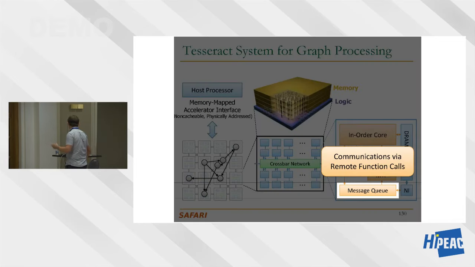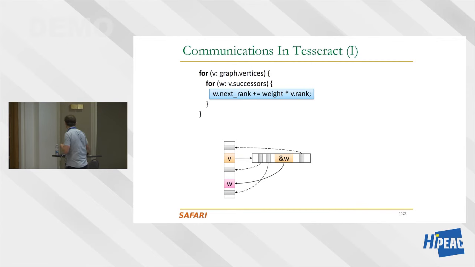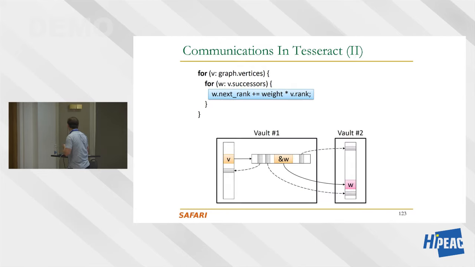So basically we do communications via remote function calls across these processors. So there's a message queue, for example. It's a messaging system. So let's take a look at an example. This is how you update the next rank in PageRank. This update on vault 2, for example.